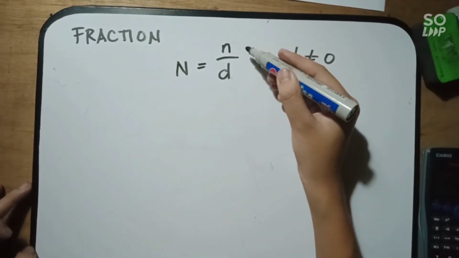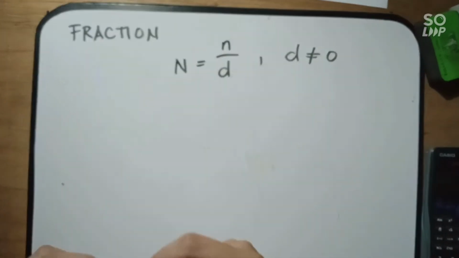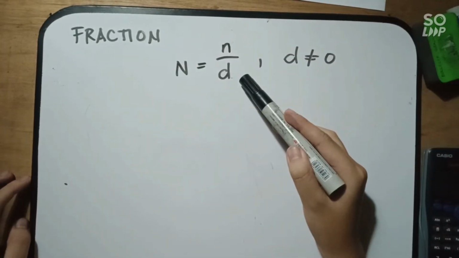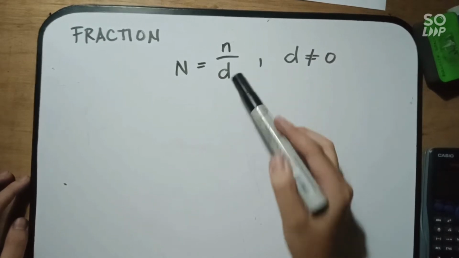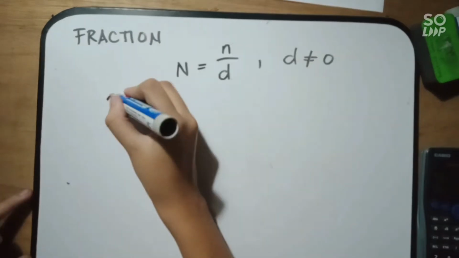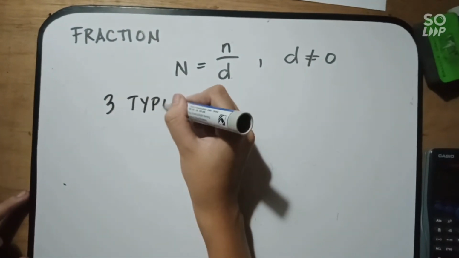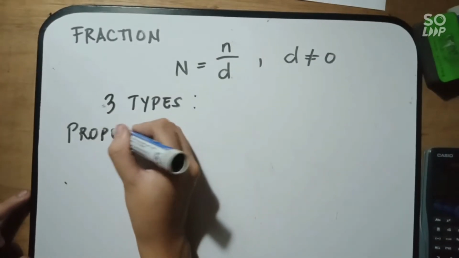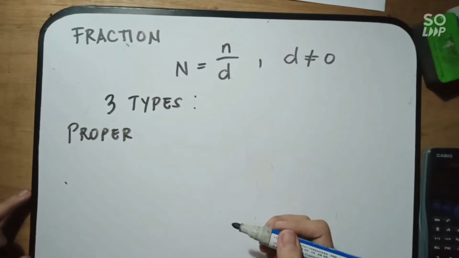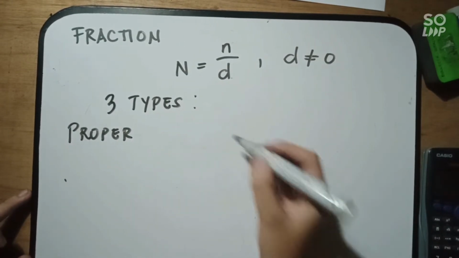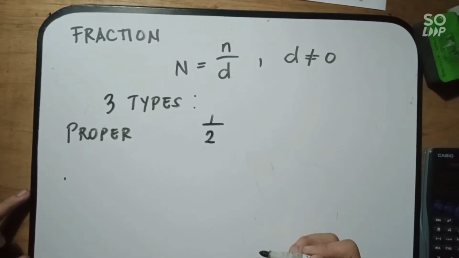The n here is called the numerator and the d is the denominator. If d is equal to 0, it is called undefined, and if both the numerator and the denominator are equal to 0, then it is called indeterminate. There are three types of fraction. The first type is the proper fraction. In the proper fraction, the numerator is smaller than the denominator. An example of this is 1/2.